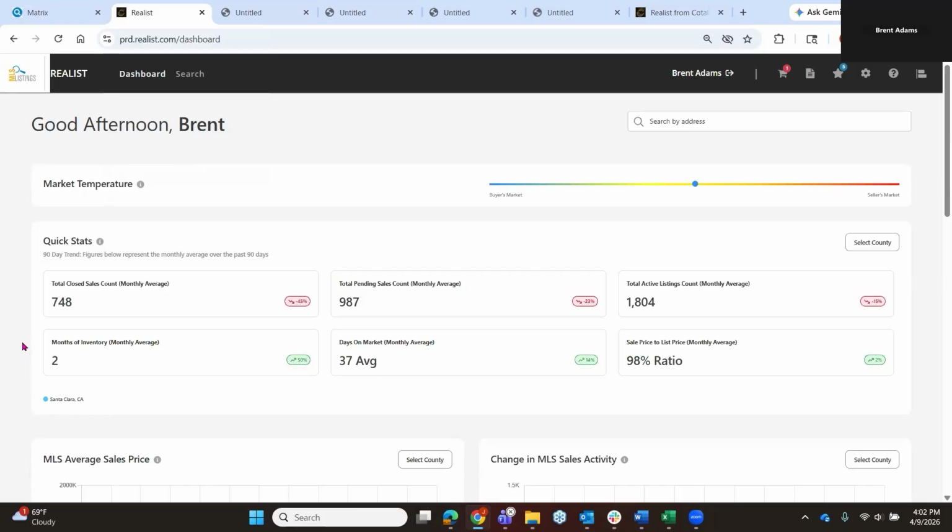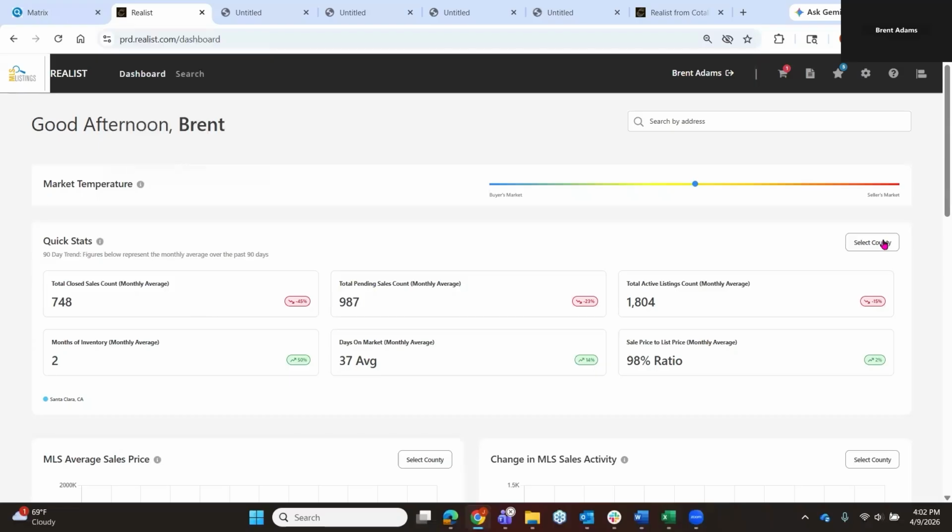Realist is a county-based system, by the way. You can search by county, and you'll need to select each county that you want to search in. But the other thing to keep in mind about Realist is you have access to every single county in the entire state of California, too. We'll get to more about that in just a little bit.